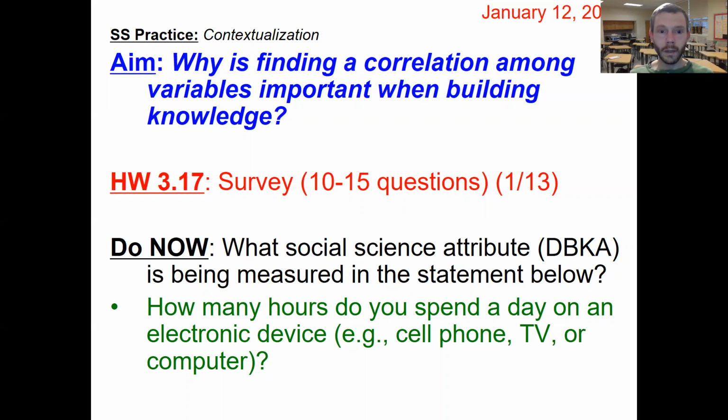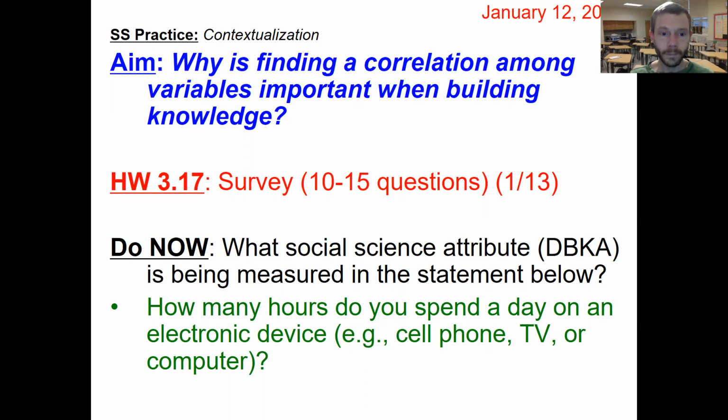Please remember that the survey is due tomorrow, January 13th. You should have between 10 and 15 questions in total. You should have about 4 or 5 demographic questions, and feel free to use the 2 sample demographic questions given to you in the lesson on survey traps. You should have between 2 and 3 behavioral questions, 2 and 3 knowledge questions, and 2 and 3 attitudinal questions.